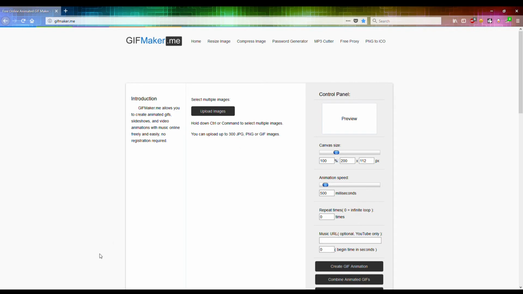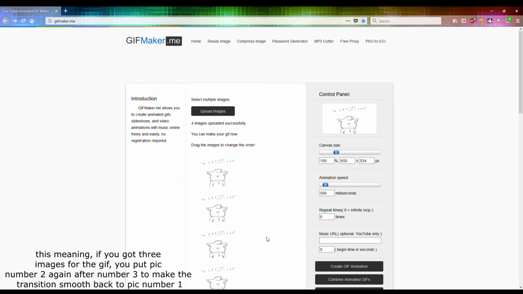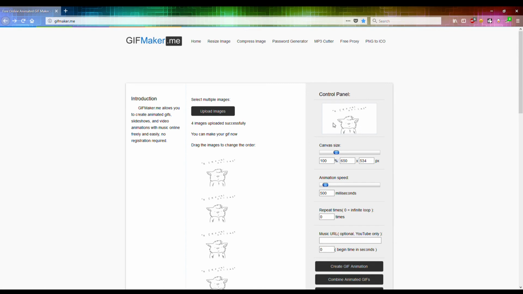This is how I do it. You take images, and you insert them. Now you have 3 images. Now to get back to square one, since there's only 3, you put in 2 again. That way, when it loops, it does that.